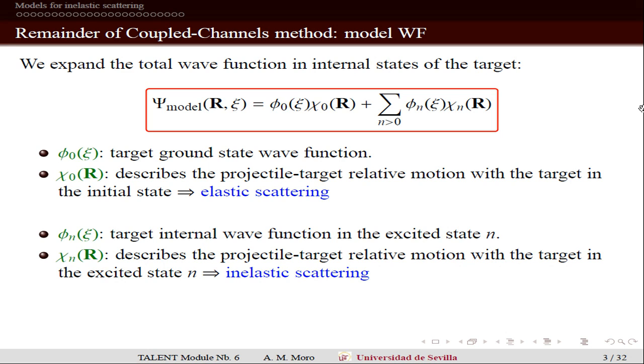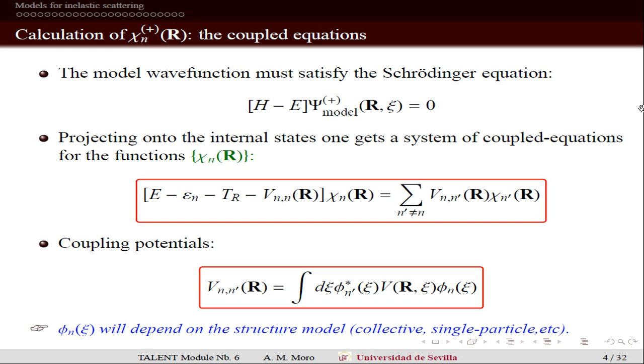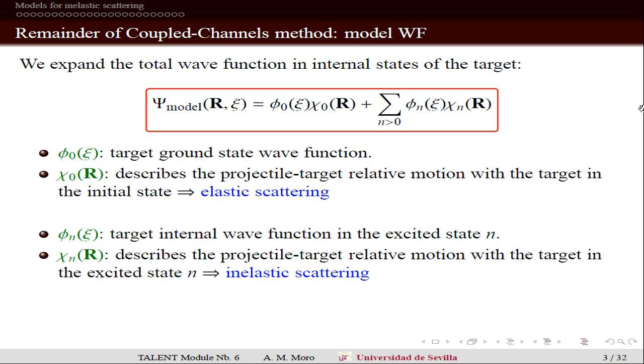remembering a little bit of what we saw last week, because we continue in the context of this coupled channels method. So let me remind you of the essentials of this method. Remember that the idea of the method is that we have a Hamiltonian describing the reaction, and this Hamiltonian contains, apart from the kinetic energy part that describes the relative motion, an additional term that is not written here.